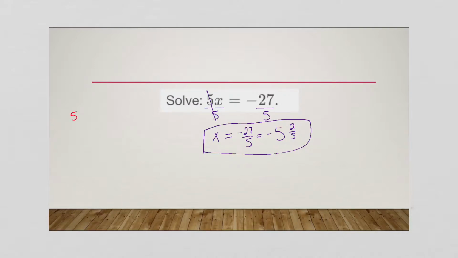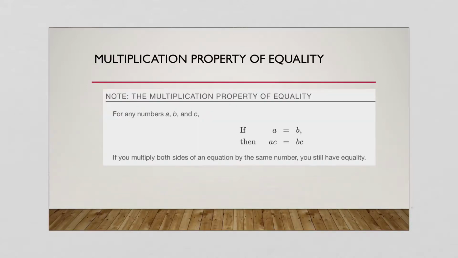Now you can check your work with these two. So you've got 5 over 1, which is what that says right there, times negative 27 fifths. Does that equal negative 27? Well, the 5's cancel, so you're left with negative 27 equals negative 27. And that's a true statement, so I know that this answer right here is correct.